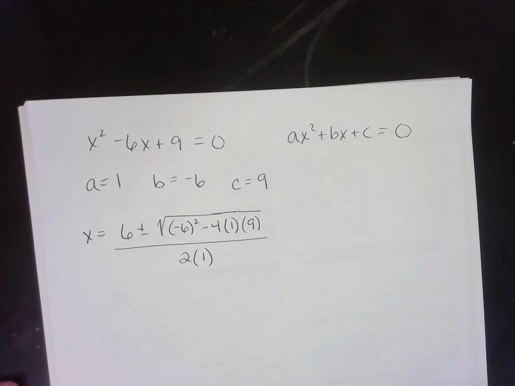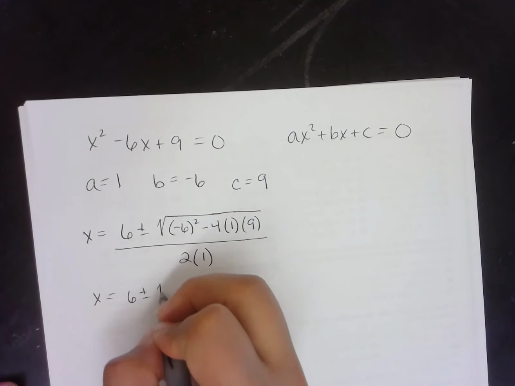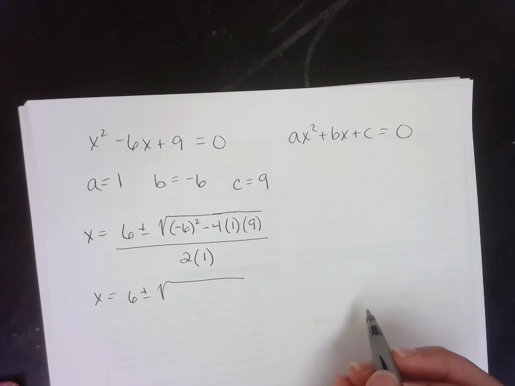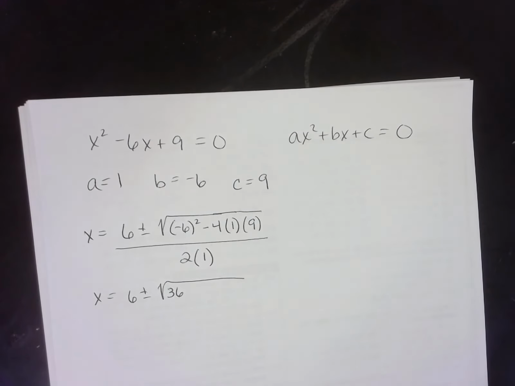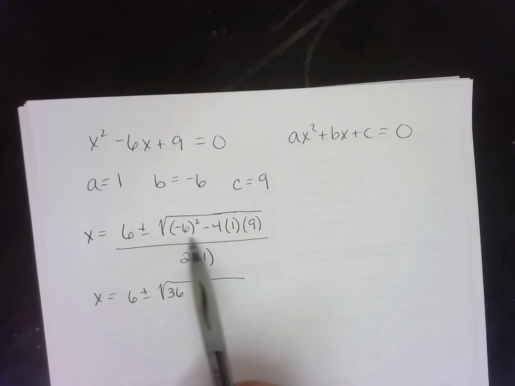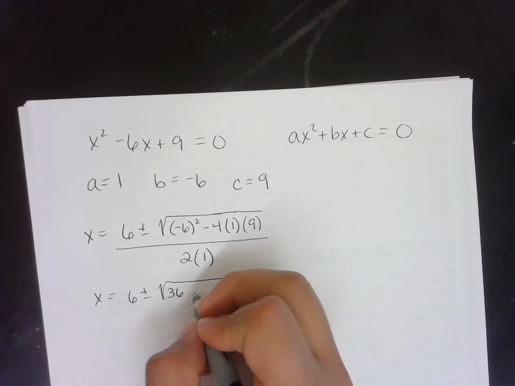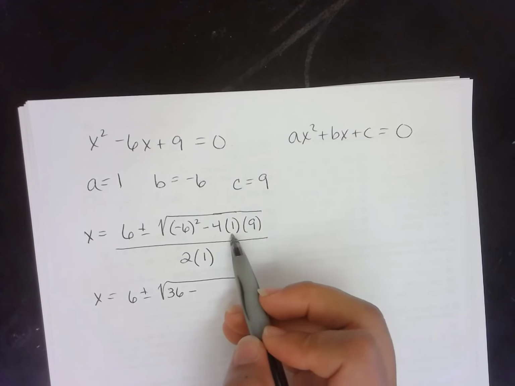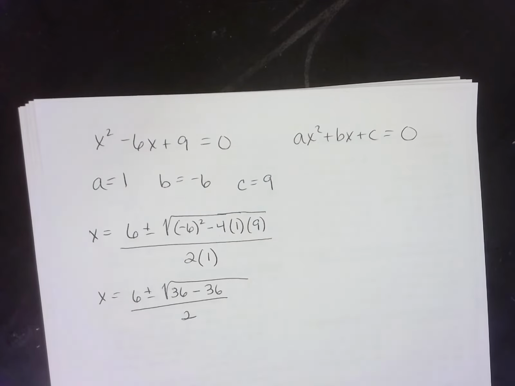All right, so now I have some simplifying to do. x equals 6 plus or minus the square root. Negative 6 quantity squared is 36. Right? Whenever you're plugging in numbers into something, you always think of it in terms of parentheses. So negative 6 quantity squared is going to be positive 36. This b squared will always be positive. And then I have minus 4 times 1 is 4 times 9 is 36 over 2.